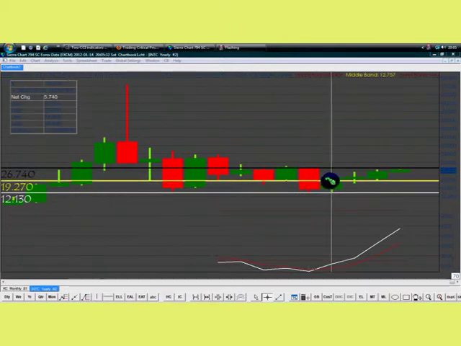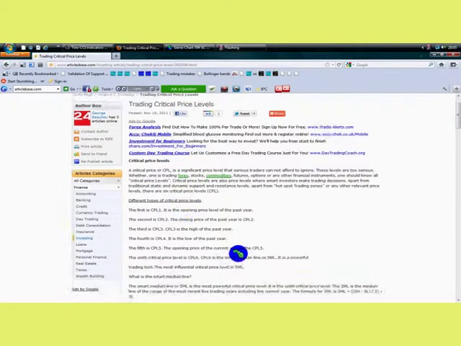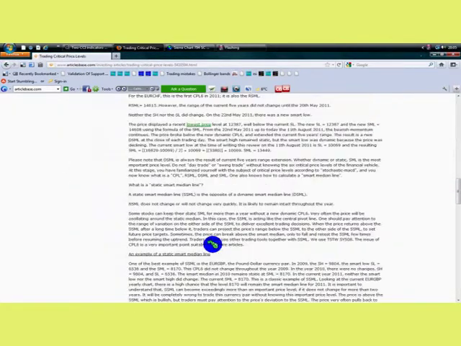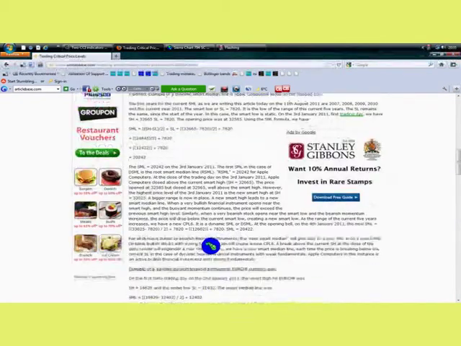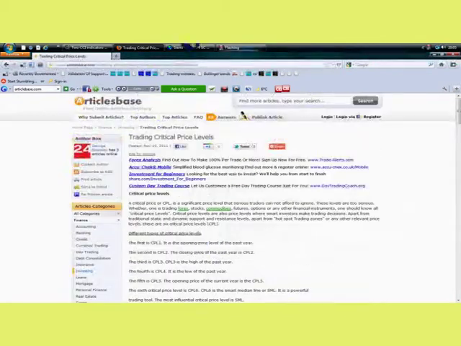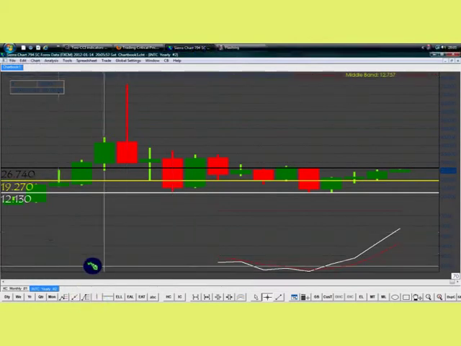So we, as I explained to you before, do not trade any financial instrument without knowing the critical price level. If you do not know what the critical price level is, you need to go to www.articlebase.com and look for the article titled Trading Critical Price Level. You may have the full list to understand clearly what the small median line and the sixth critical price level are, at articlebase.com.